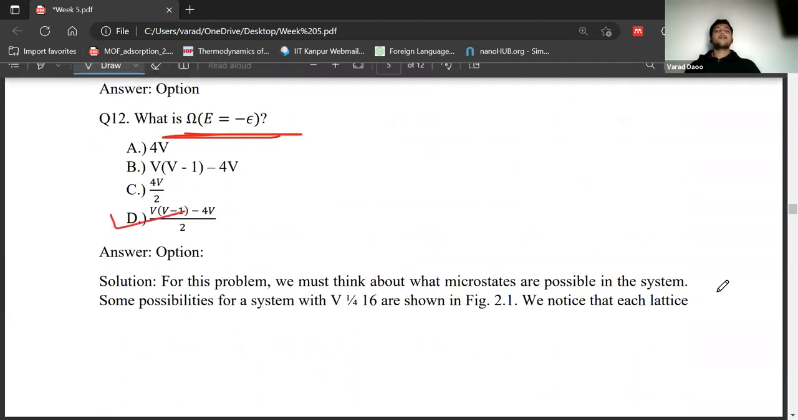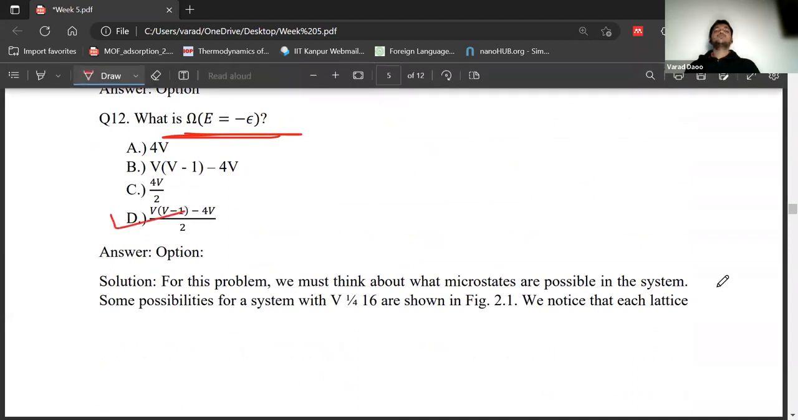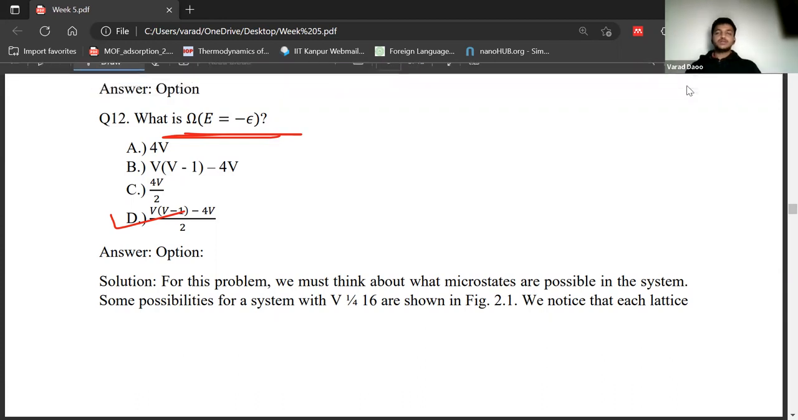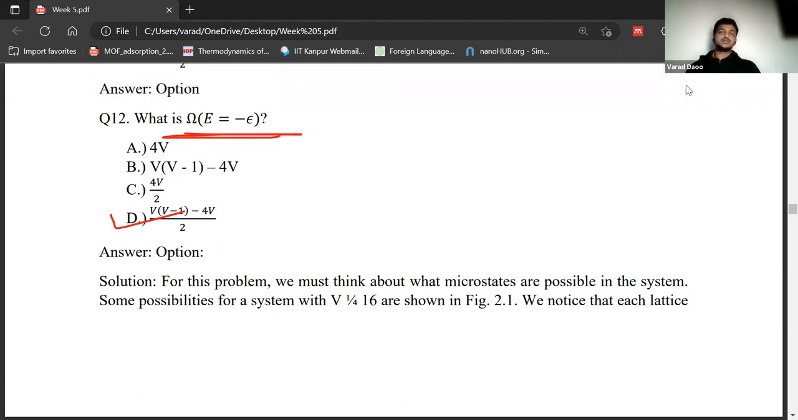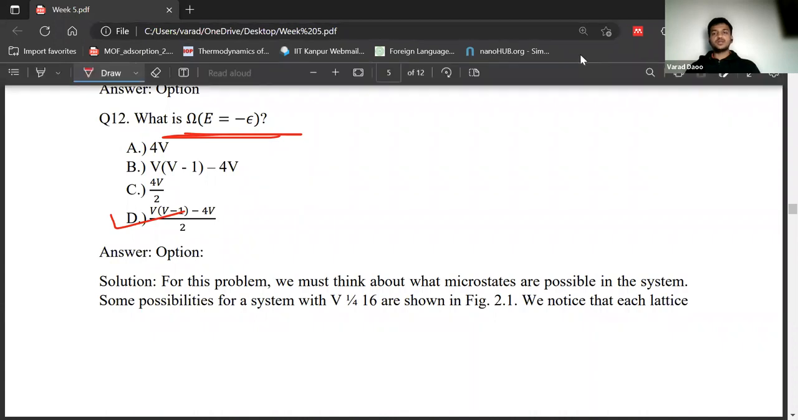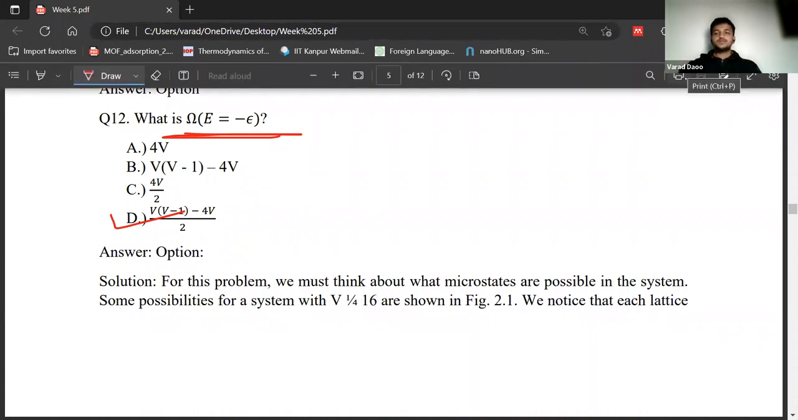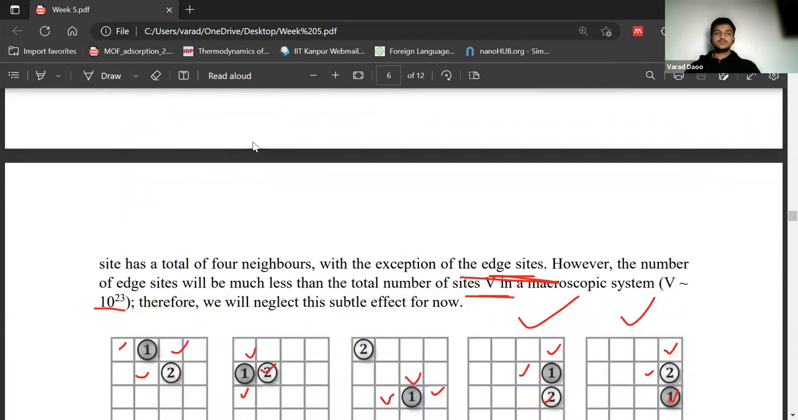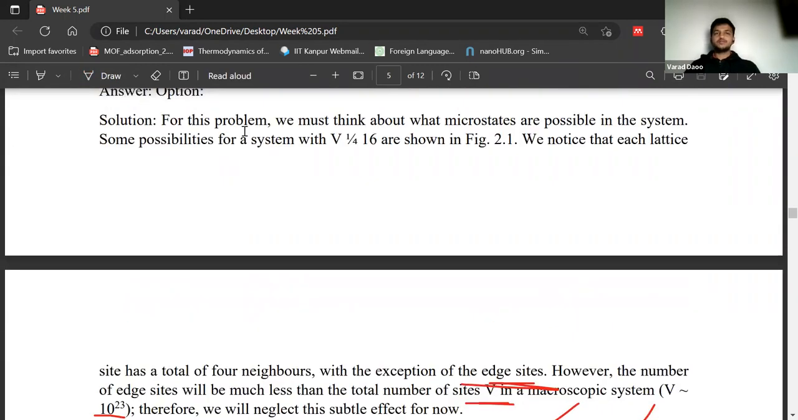So this is the answer to the second question, right? Does anybody of you have any doubt? If you have any doubt, you can ask. Otherwise, for those of you who don't have any doubt and want to write this down, I'll give you a couple of minutes to write it down, right? So you can start writing from here.